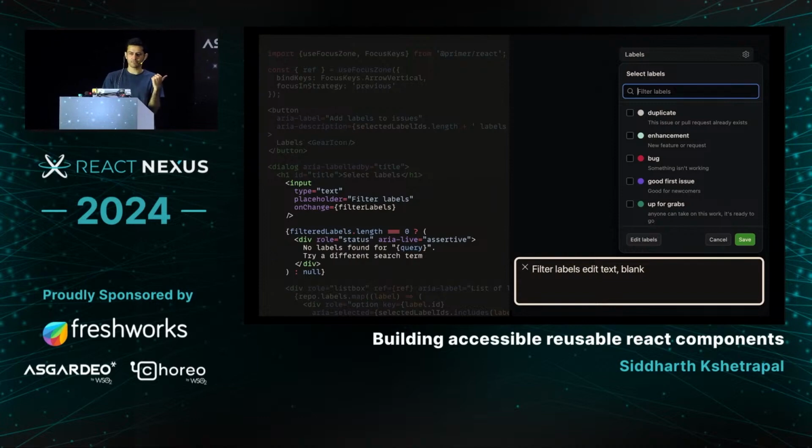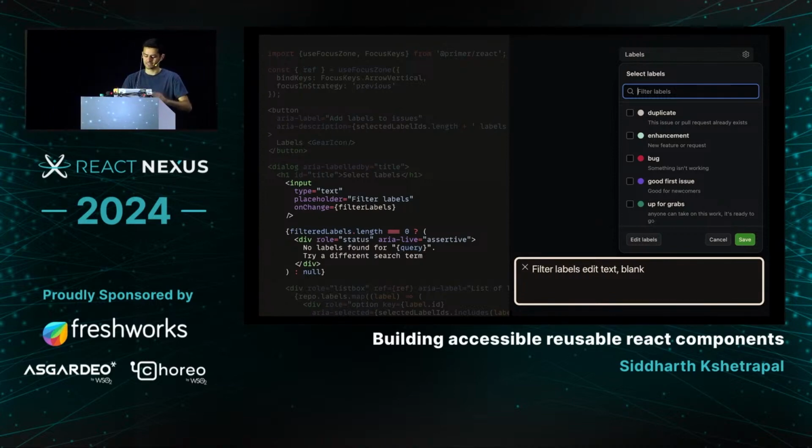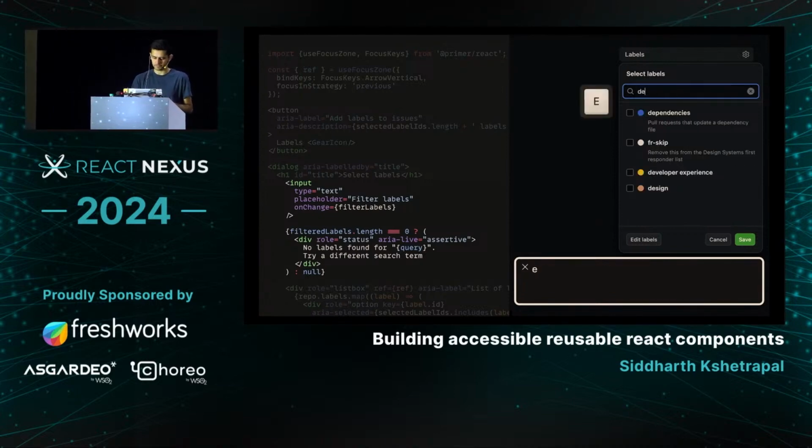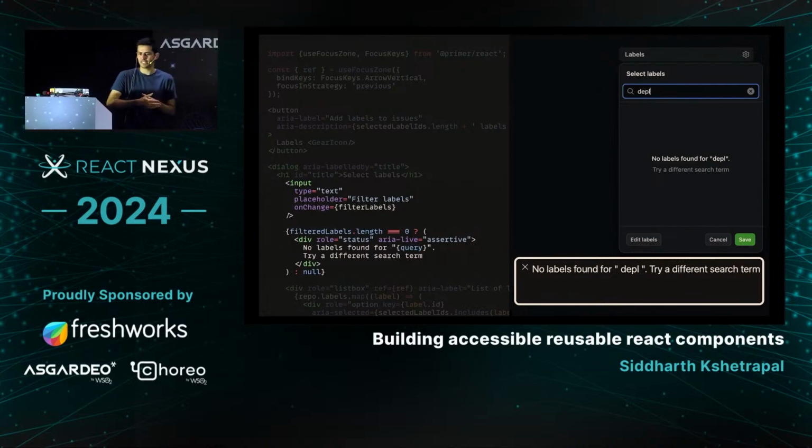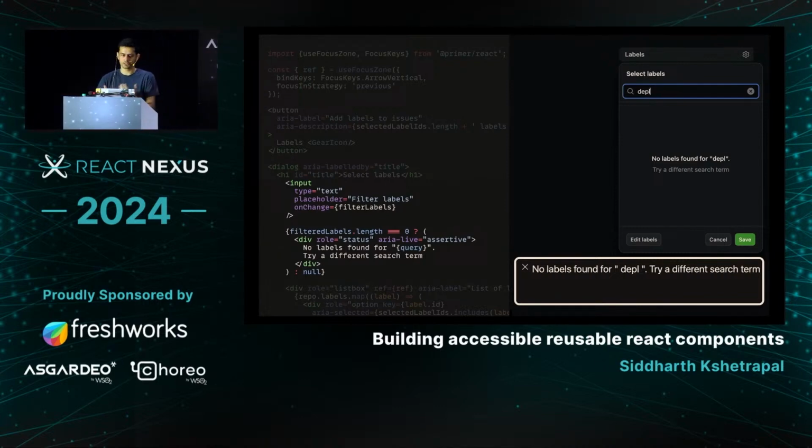And this feels like a place for assertive, because if there are no labels, and we already know, we can stop the user from typing. We can tell them that there is nothing. So for example, D E P F. No labels found for DEPL. Full stop. Try a different search term. So you see it even interrupted the letter that was being typed. It played a tiny ding, and it says no labels found. And this is similar to the visual experience that we expect.